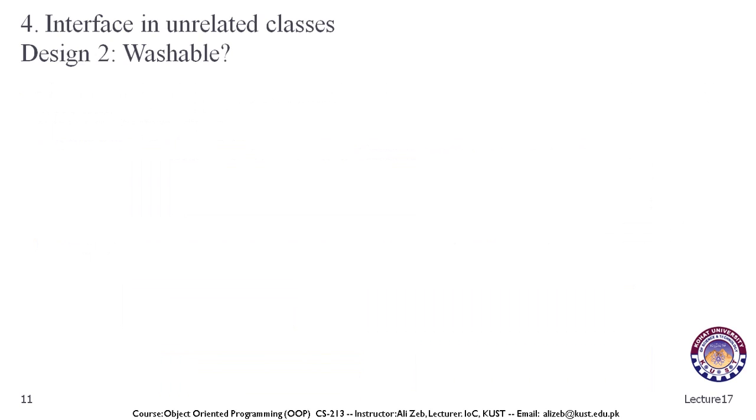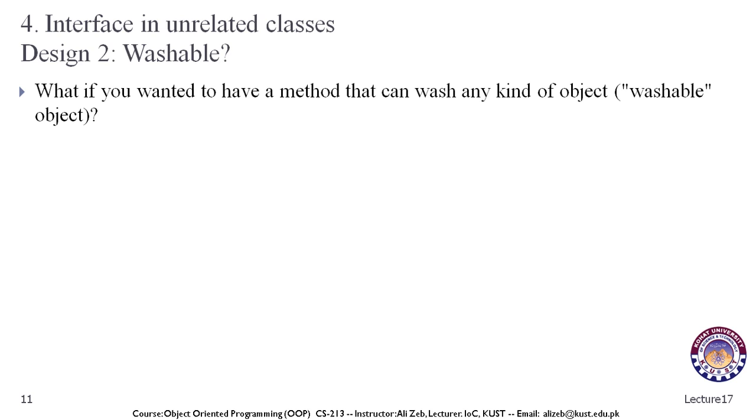Now what if we want a method that can wash any kind of washable object? Let's say we have a window, or we want to wash our car, or we want to wash a dog. None of these objects can possibly be subclasses of the cup class. And the problem is that the implementation of the wash method is provided in the cup class or any of the subclasses of the cup class.